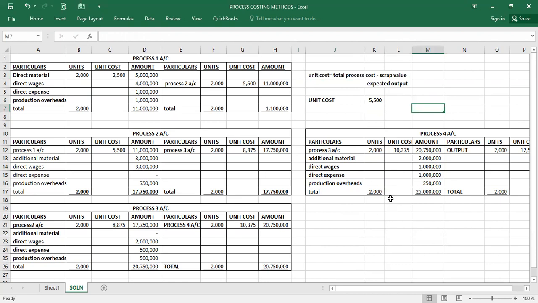Okay, that's all. I hope everyone can understand this. It is very easy. Then we are going to look for others that have some component of normal losses, some bit of closing work in progress, until we reach the equivalent units, and we see how we can solve them out.